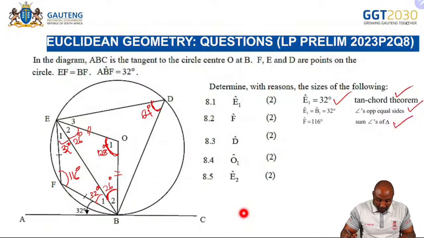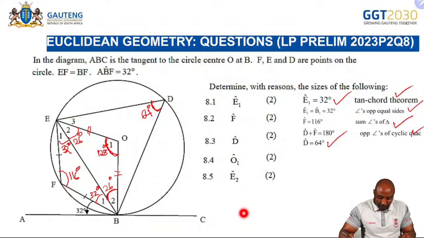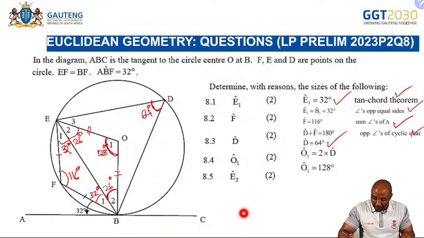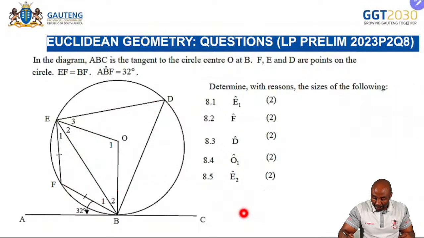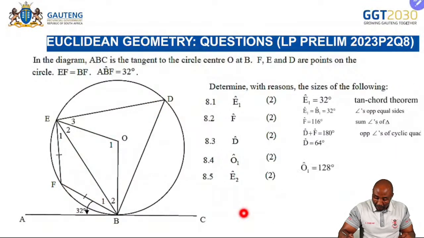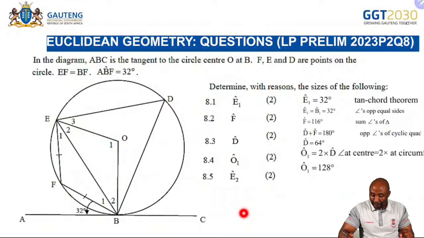8.3, we have to find angle D, and if we have angle F, we can use that these are opposite angles of a cyclic quad. D will be 64 degrees, we get our 2 marks. O1, we are able to get our O1 as 2 times angle D, which will give us 128 degrees, and our reason becomes angle at center is 2 times angle at the circumference. We'll move along. Yes, angle at center, 2 times angle at the circumference.